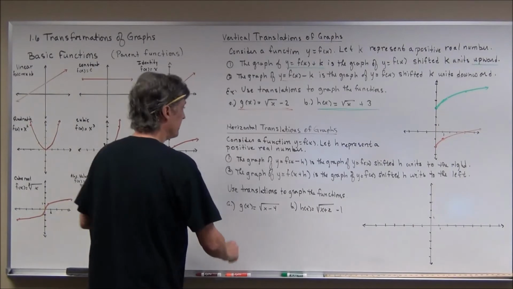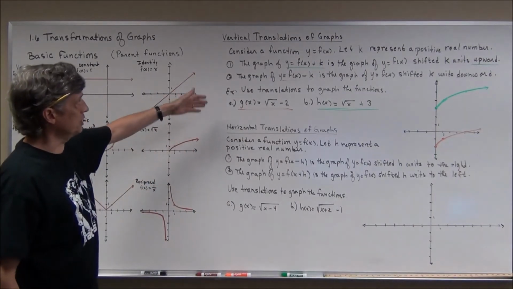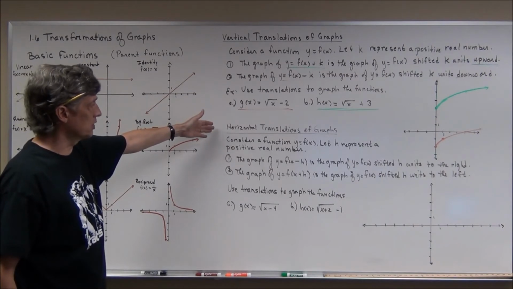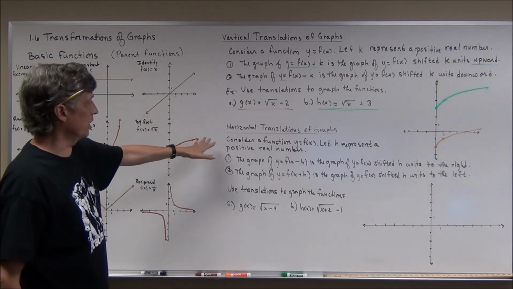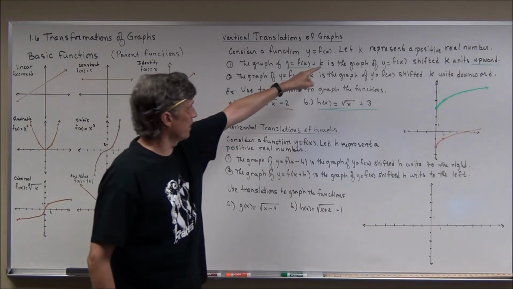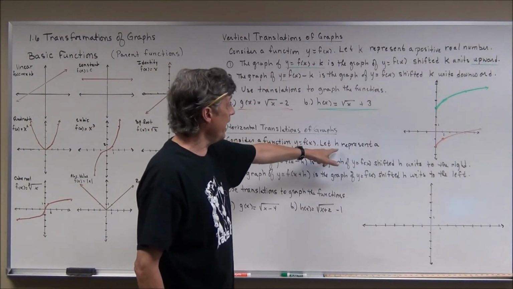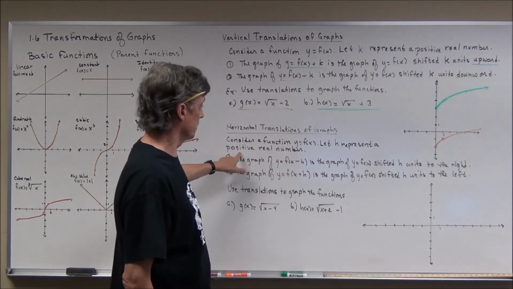Now, we also have to consider not just shifting it upward or downward, but shifting it to the right or to the left, horizontal translations. So again, we start out very similar, and we're going to use a different variable. We're not going to use k. Consider a function y equals f of x. Let h represent a positive real number.